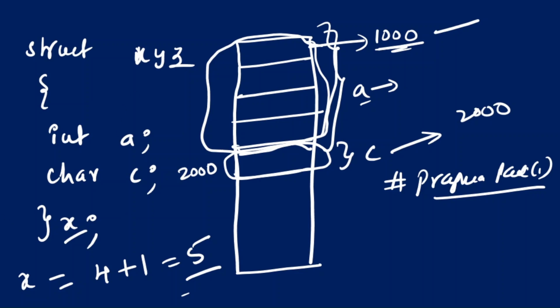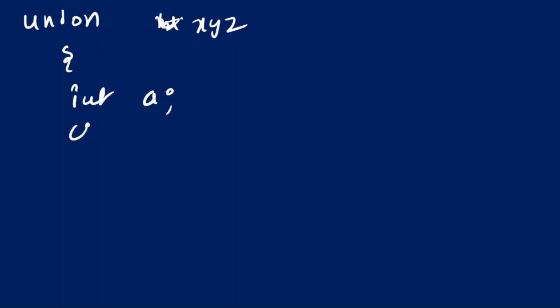Now we will see how the memory will be allocated for the union variable. Now you take a union, any name you can take. Take union xyz, opening brace, and you take the same variables, integer a and character c, closing brace. Here you take u1 as a union variable. In this case, what happened?